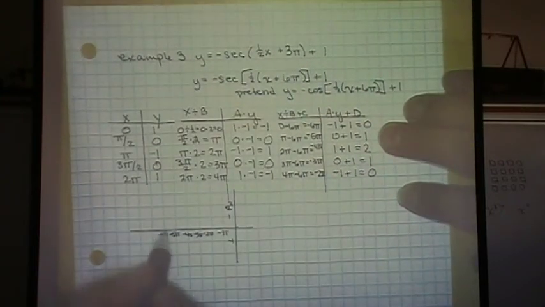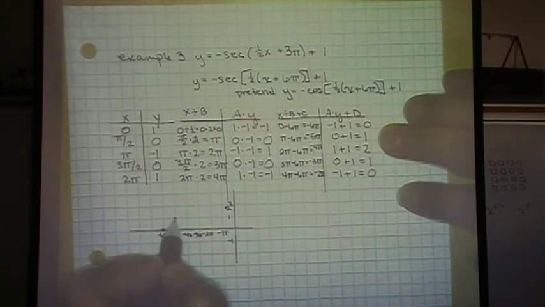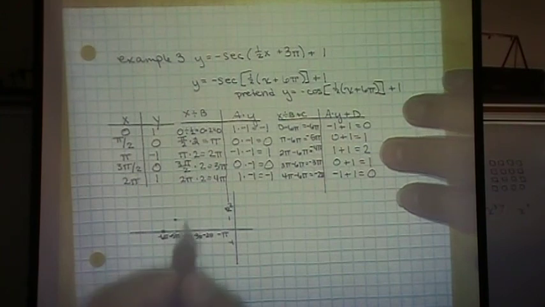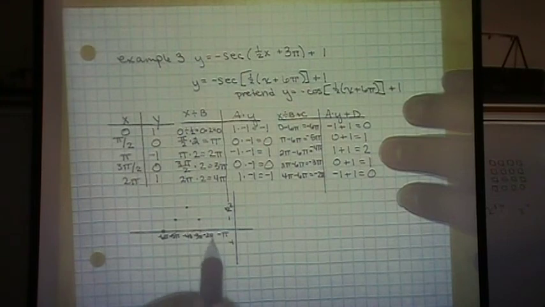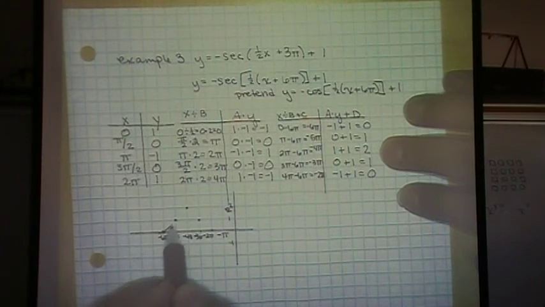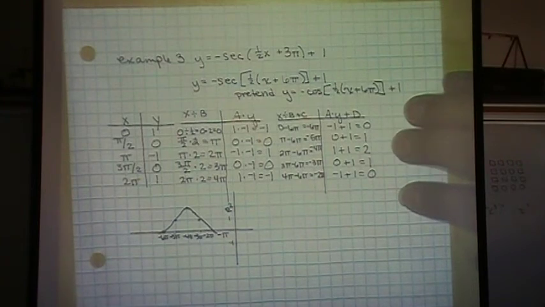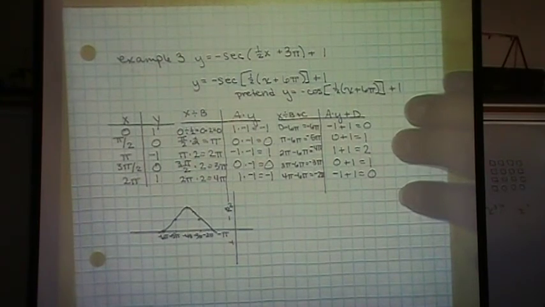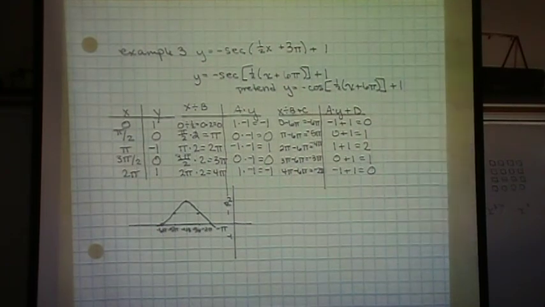So at negative 6 pi, I am at 0. Negative 5 pi, I'm at 1. Negative 4 pi, I'm at 2. Negative 3 pi, I'm back to 1. And negative 2 pi, I'm at 0. Alright, you get the idea. So there's my cosine graph, but I don't want my cosine graph. I want my secant.